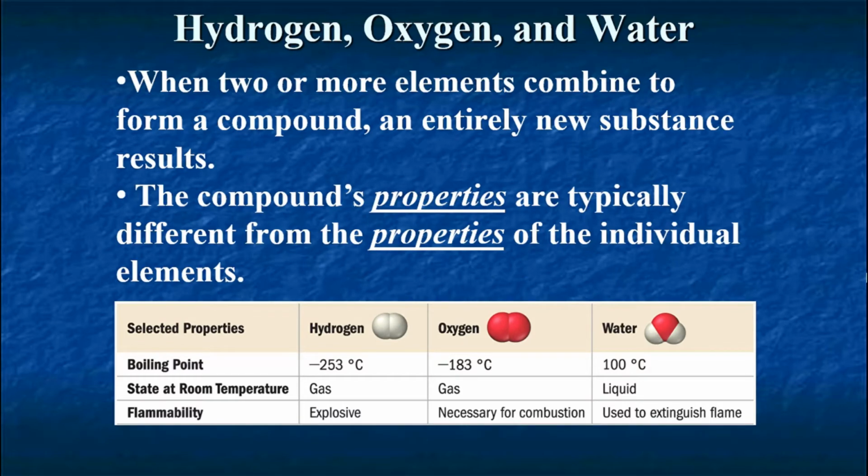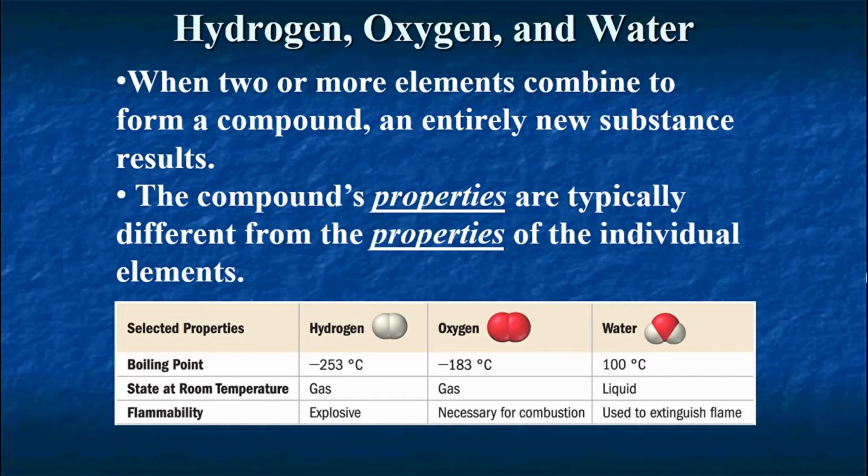Now, when 2 or more elements combine to form a mixture, the properties of the mixture may or may not reflect the substances that are in there. But when 2 or more elements combine to form a compound, an entirely new substance results. The compound's properties are typically different from the properties of the individual elements. This table shows you, for example, selected properties of hydrogen, oxygen, and then water, which is the compound that is made between hydrogen and oxygen.